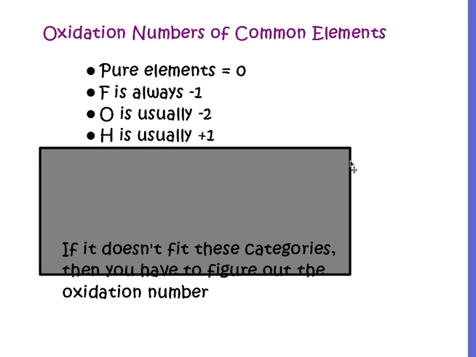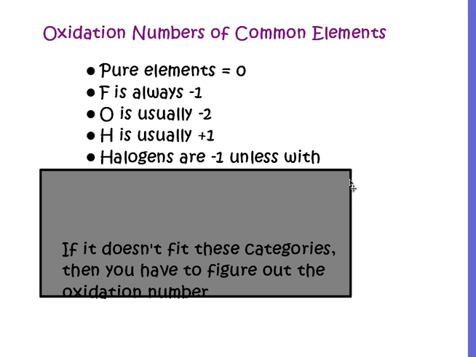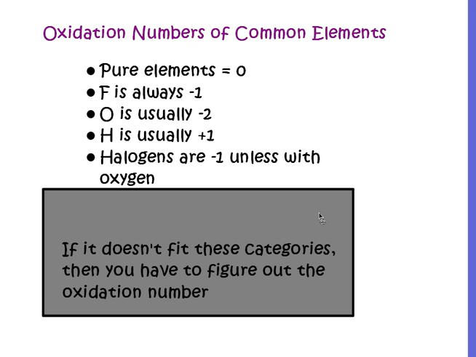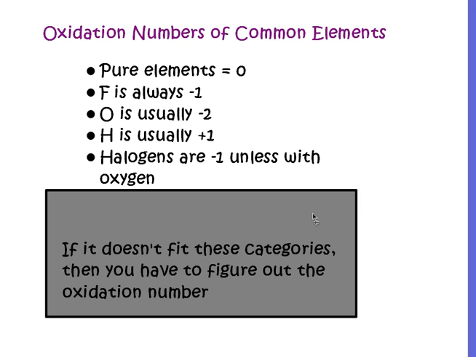Hydrogen is usually a +1. Again, there's a thing called a hydride out there, and hydrides can be -1, but they're kind of unusual. So you should always expect it to be a +1 charge unless you have some suspicion that it's different. And halogens, they're usually -1 unless it's with oxygen. And if it's with oxygen, oxygen's going to dominate that oxidation number.